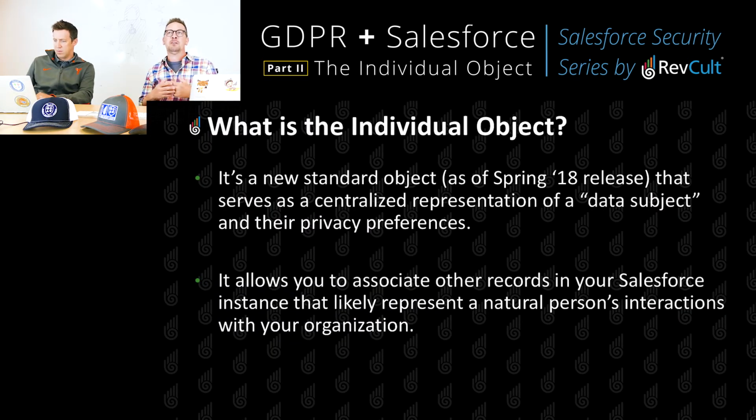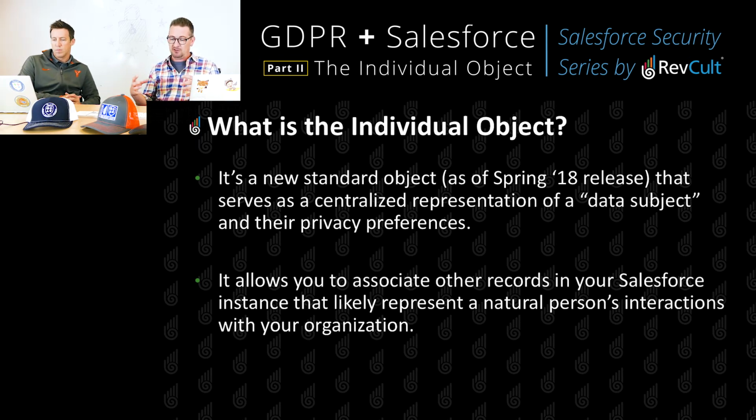It's a new standard object, and it serves as a centralized representation of a data subject and their privacy preferences. The object kind of ships with some basic tracking fields and things like that, but it's extendable, just like any other standard object. There are some limitations because it's a new feature and it's new to the market, but it shows that Salesforce is really taking this seriously. And as time goes on, I think we can all know that they will build out on this and enhance some of its capabilities.